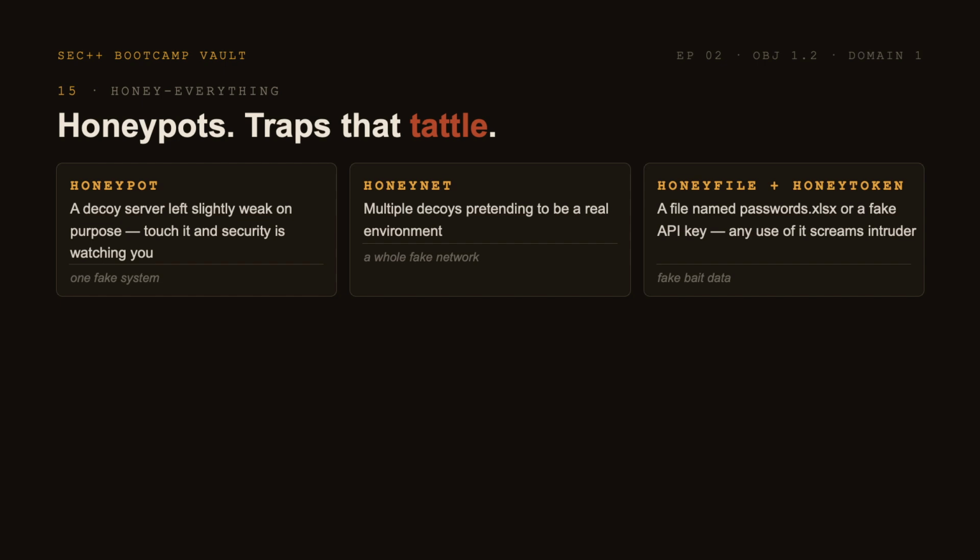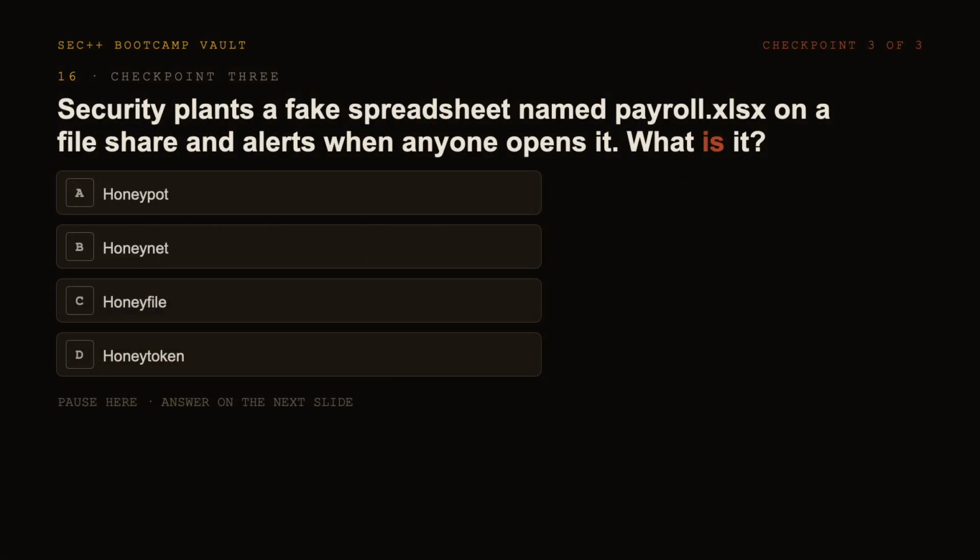Deception tools, all the honey words. A honeypot is one fake system, left a little weak on purpose. No real user has any reason to touch it, so anyone who does is an intruder, and security is recording everything they try. A honeynet is the same idea scaled up, a whole fake network of decoys. A honey file is bait data, like a file named passwords.xlsx sitting on a share. And a honey token is a fake credential or API key that no real system uses. The moment any of them gets touched or used, alarms go off. The pattern is simple. Honey means fake, and fake means trap.